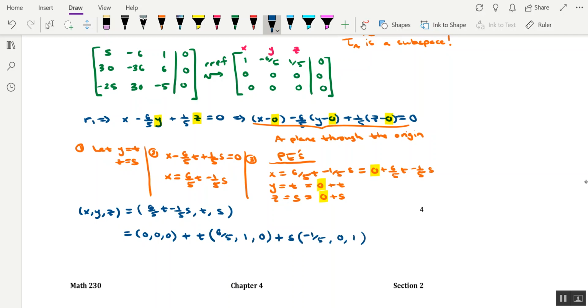And this is the vector form for the equation of a plane, namely the equation of a plane that's going through the origin. So either way you slice it, the solution space is a plane through the origin.